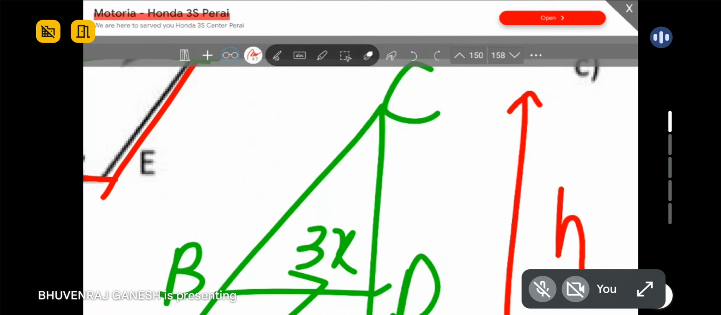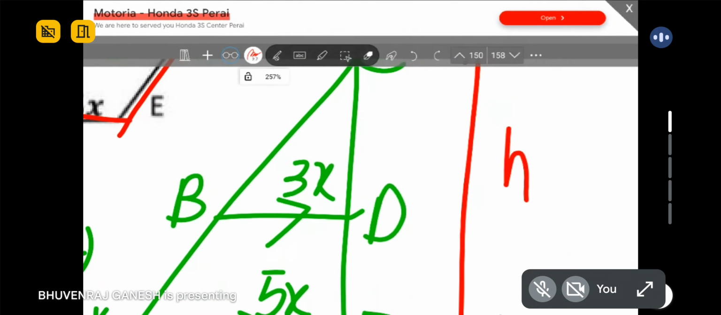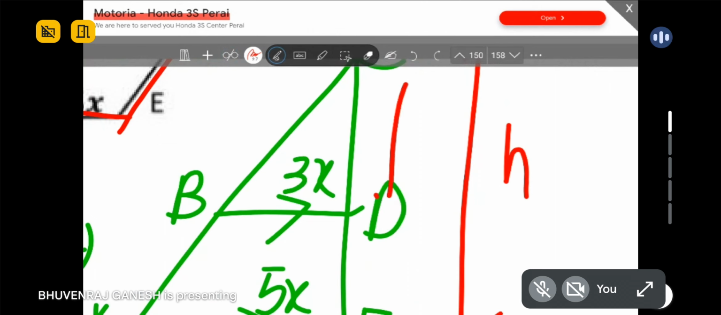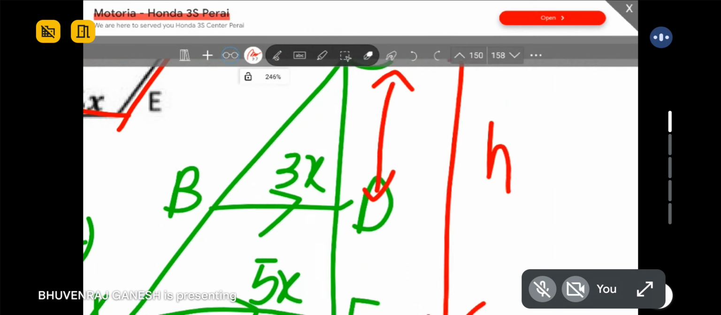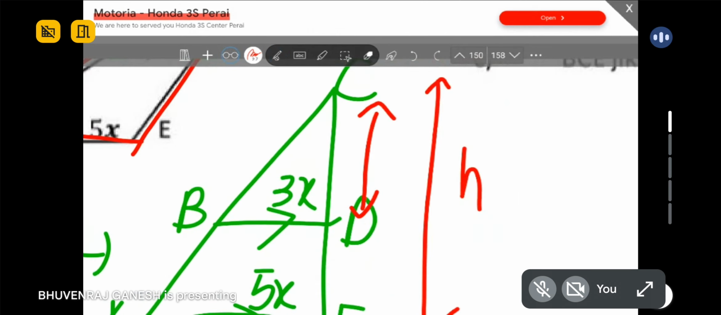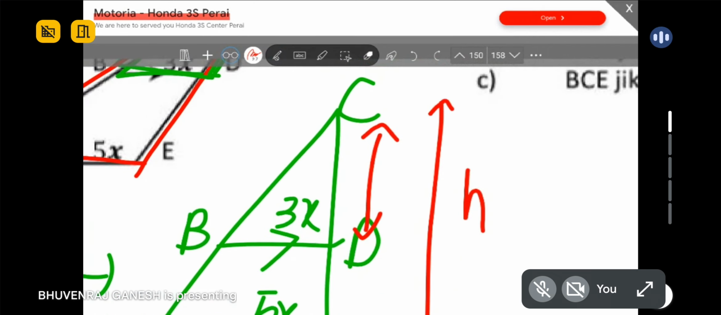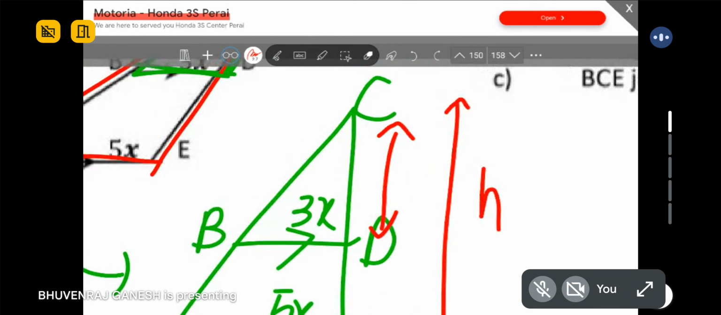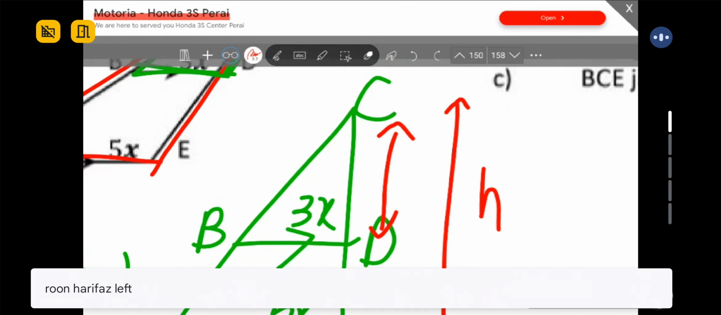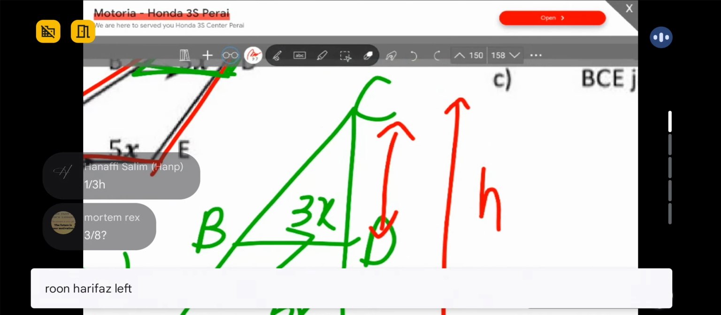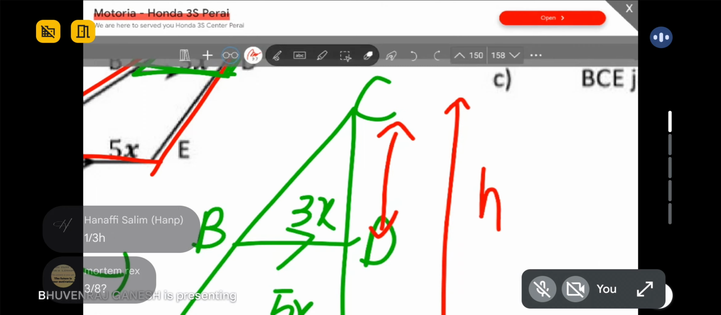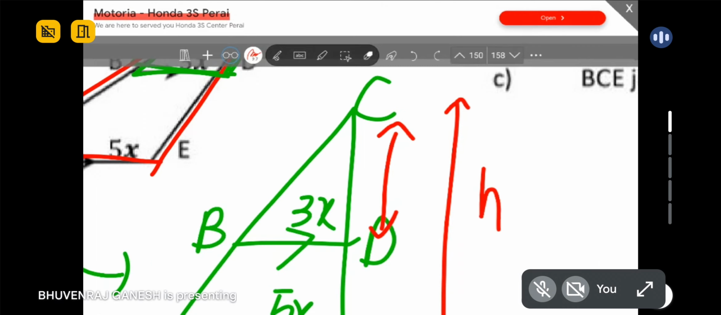Okay, next. You guys focus on the smaller triangle, which is BCD. Can you all tell me this height is how much? It's time for you guys to use the ratio concept, nisbah. Can anyone tell me CD? Apa ketinggian dia? Kalau faham konsep nisbah. Anyone? Think and see. How much will you get for CD?